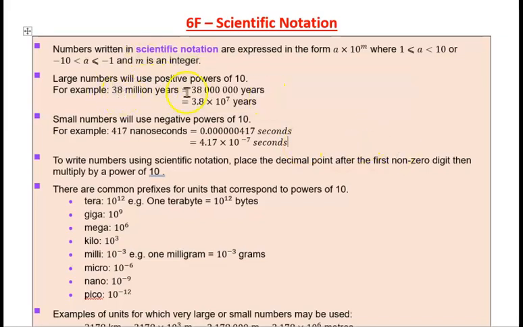So for large numbers like 38 million years, that's a long time, we will express that as a power of 10. We'll take the first non-zero number, put a decimal after it, and then we will write 10 to the power of whatever it would take to bring us back to that original number.